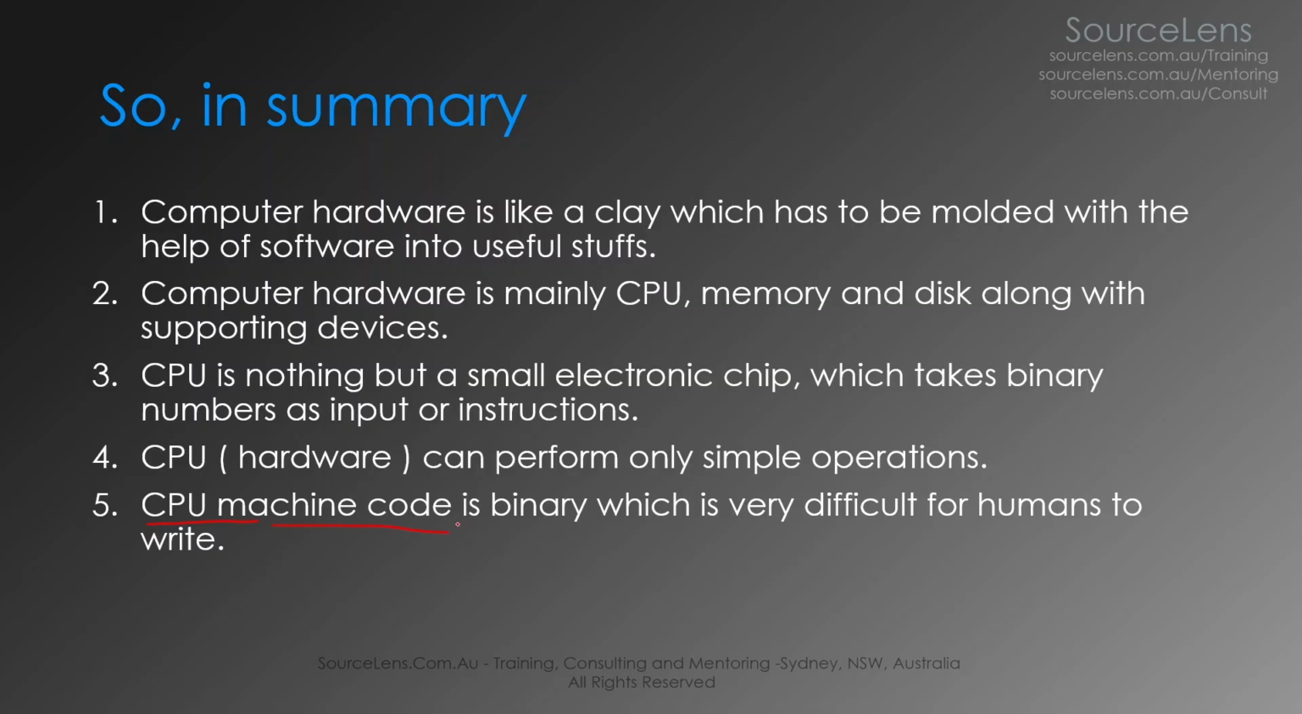The CPU machine code, or the binary numbers, is very difficult for humans to understand. Even creating such instructions in assembly language is very difficult for humans. That is where the programming language comes into the picture. Like Python, C, C++, all programming languages are for one purpose: to make our life easier to program or instruct the CPU to do something. That is the single purpose of programming languages.